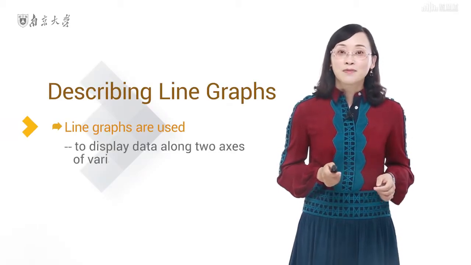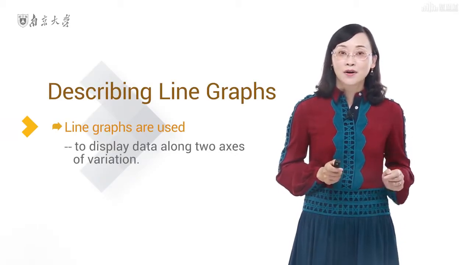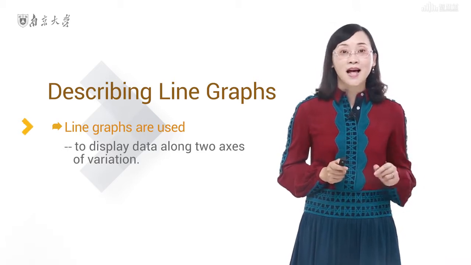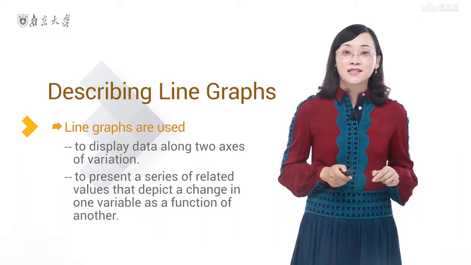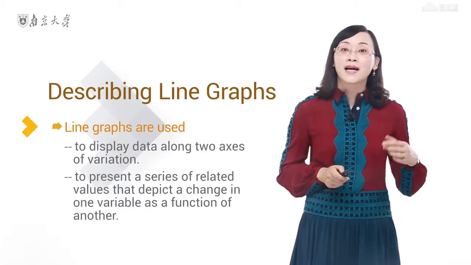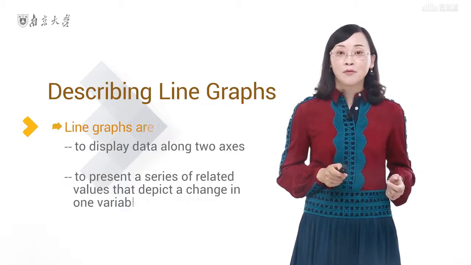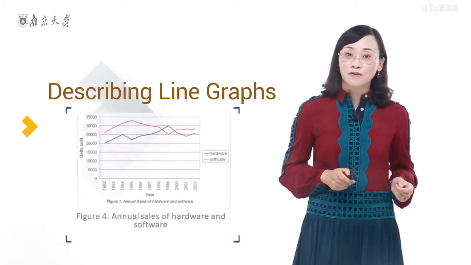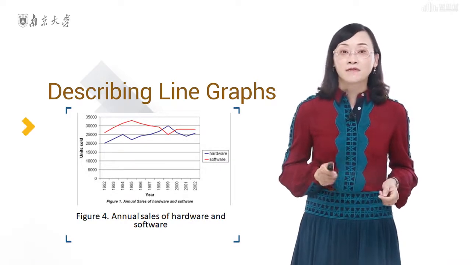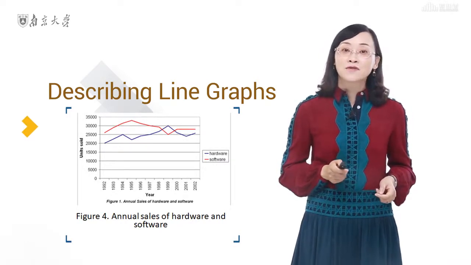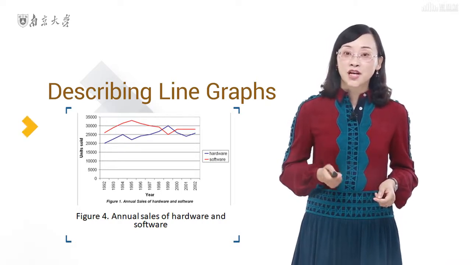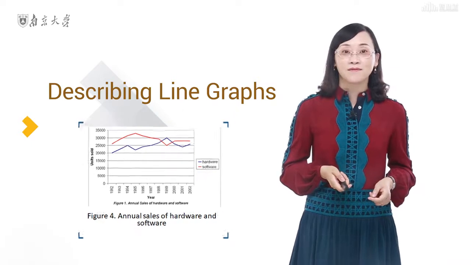Line graphs display data along 2 axes of variation. Individual data points are joined by a line. They present a series of related values that depict a change in one variable as a function of another. For example, units sold, the dependent variable, over years, the independent variable, as shown in Figure 4. Line graphs are similar to bar charts, but are better at showing the rate of change between 2 points.